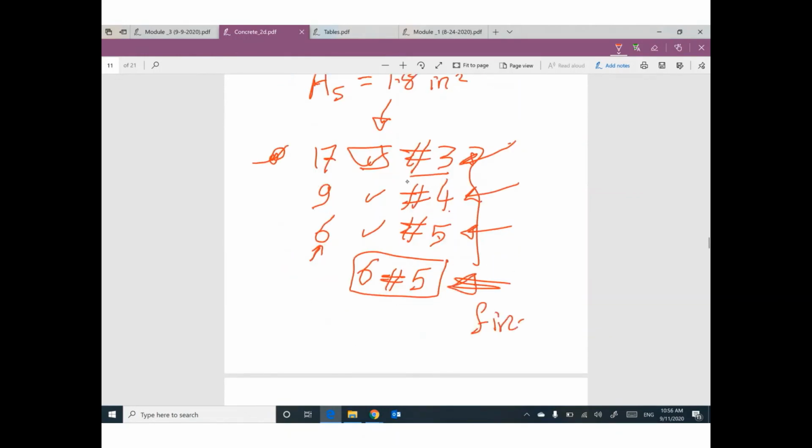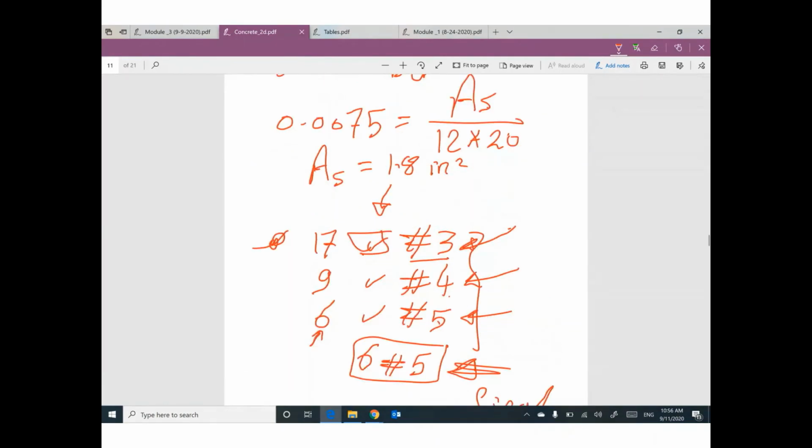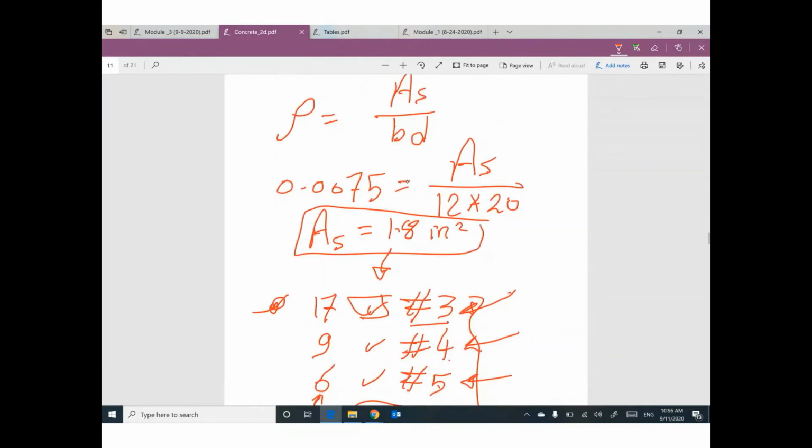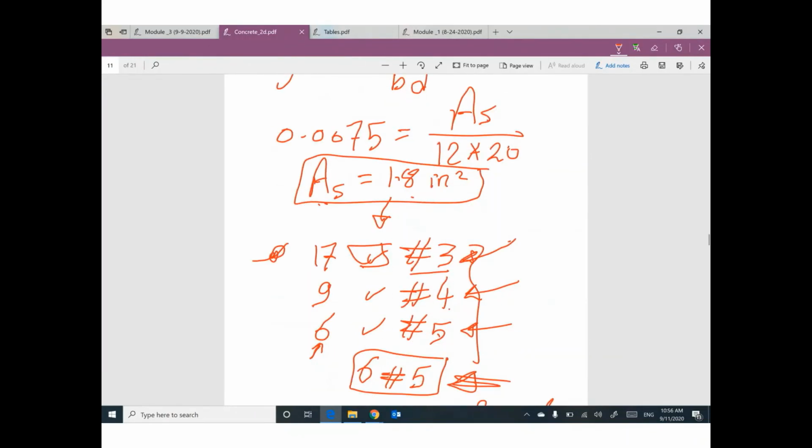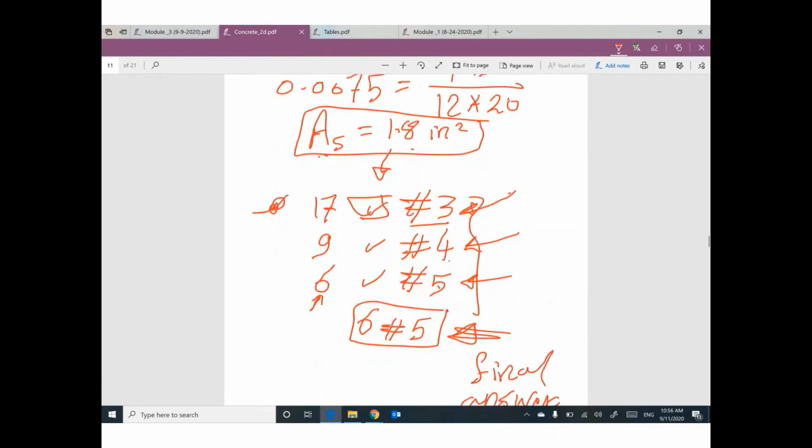So please don't stop at showing me your area of steel. Go ahead and convert this area of steel to how many bars. It's your option, your opinion, to select which size of bar, number 3, number 4, or number 5. It's up to you. Once you select the desired bar size, go ahead and convert it to a number of bars.